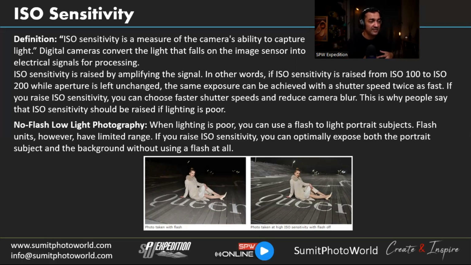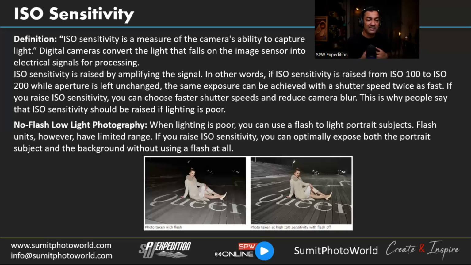ISO sensitivity is raised by amplifying the signal. In other words, if ISO sensitivity is raised from 100 to 200 and you don't change the aperture, you will see that you are getting double the shutter speed. That's how you can take benefit of ISO. When you are struggling with the shutter speed, you can raise the ISO and see the shutter speed improve, so you can avoid camera blur.